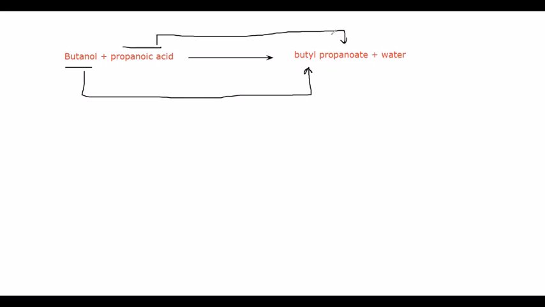So sometimes you have to complete a word equation like butanol plus propanoic acid gives butyl propanoate. Same thing if I say methanol plus ethanoic acid. What will be the result? The product? Methanol plus ethanoic acid. So it will be methyl ethanoate plus water.